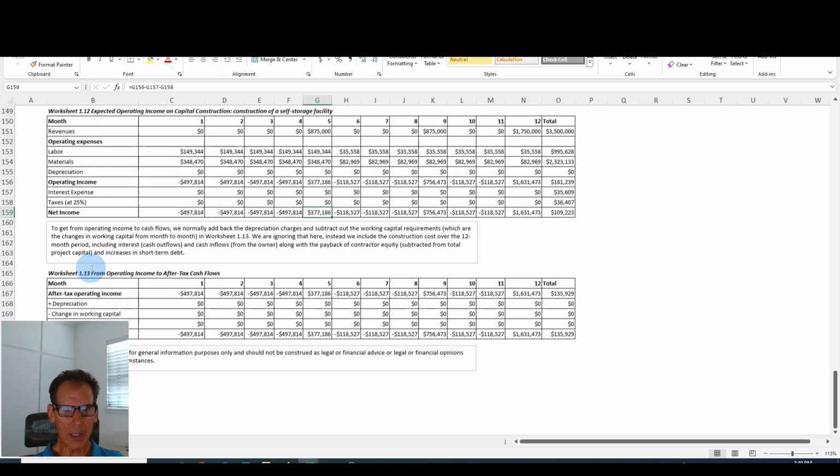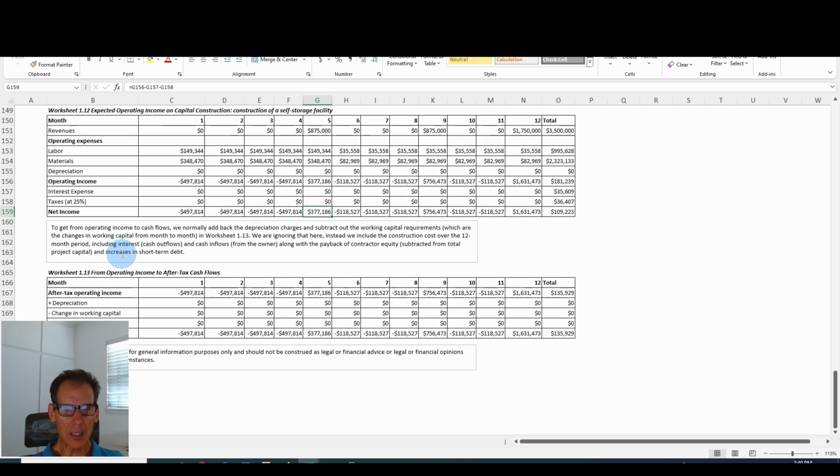To get from operating income to cash flows, we normally add back the depreciation charge and subtract out the working capital requirements, which are the change in working capital from month to month. In worksheet 1.13, we're ignoring that here. Instead, we include the construction costs over the 12-month period, including interest, cash outflows, and cash inflows from the owner, along with the payback of contractor equity subtracted from total project capital and increases in short-term debt. Here's our after-tax cash flow. You can see that we would want to determine the net present value of this and then our internal rate of return. Maybe we'll do that next.